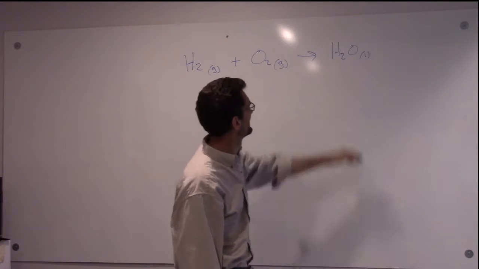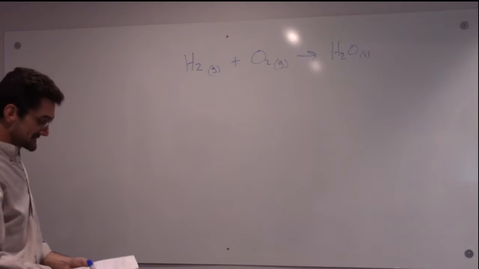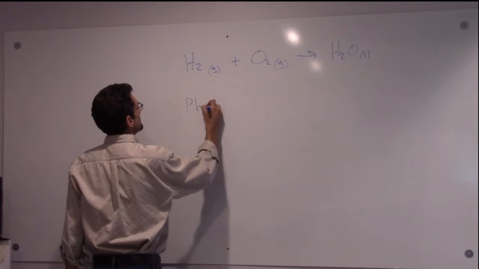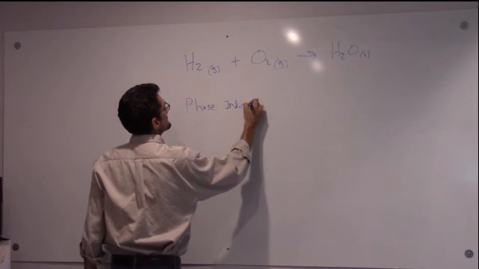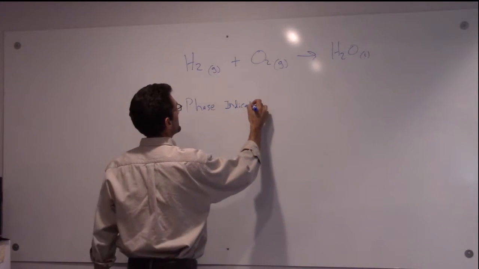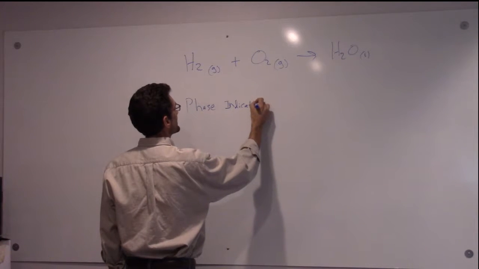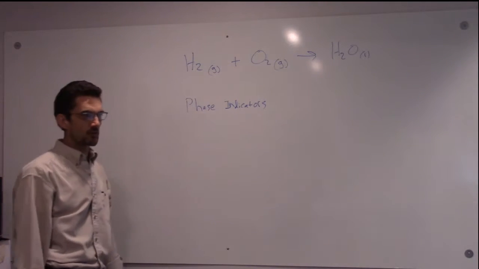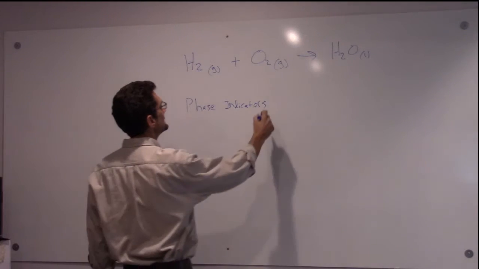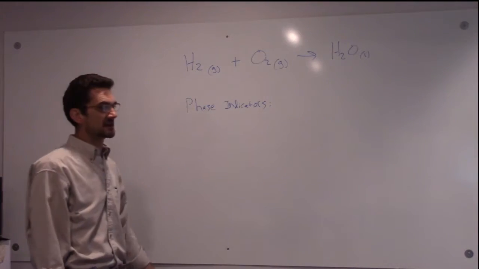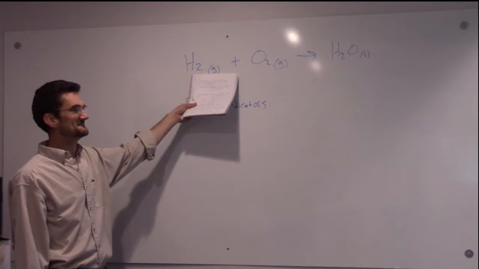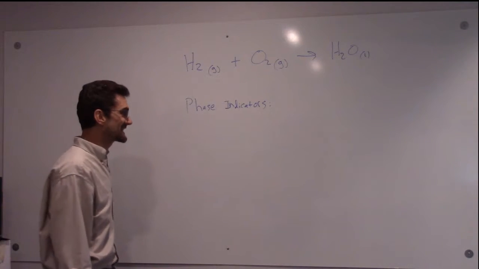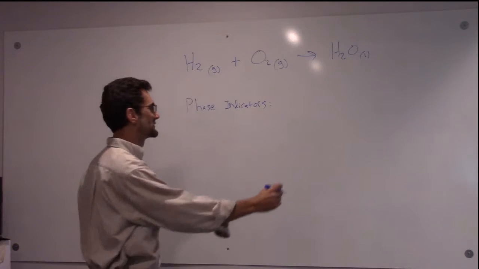Now we've got some interesting things. We've got phase indicators. Remember phases? Phase indicators. What are some of our phase indicators? What do you think this G up here means? Elizabeth? I think it means the phase. Exactly. What do you think G would mean? What kind of phase would that be in?